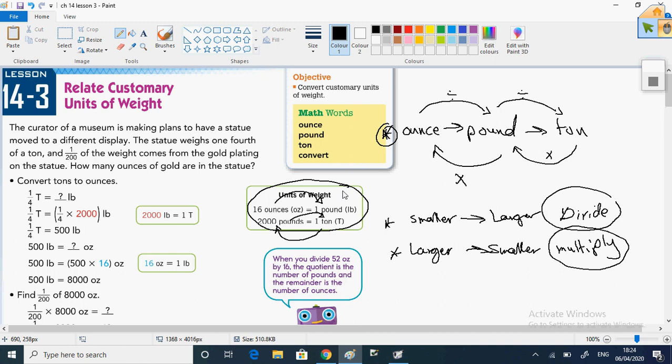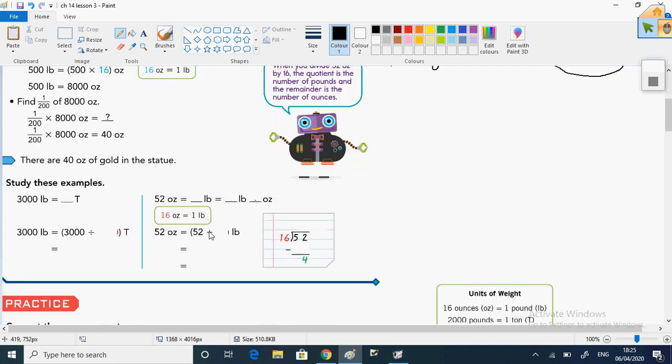So this lesson is so easy because we learned how to convert between the units, and now we have an idea how to divide and how to multiply. So I will go directly to the problems. Now look at this example. I will study this example.